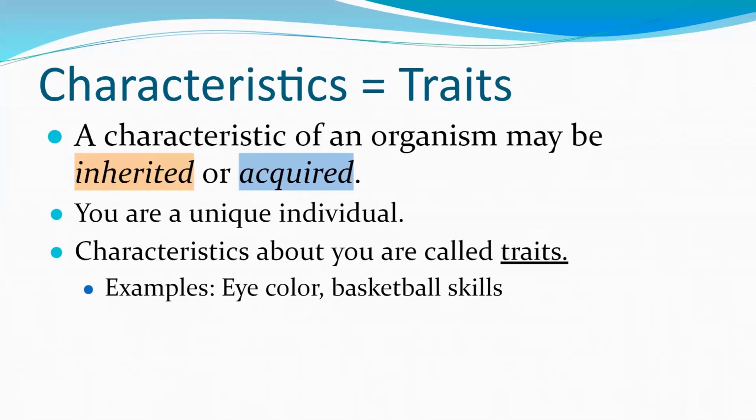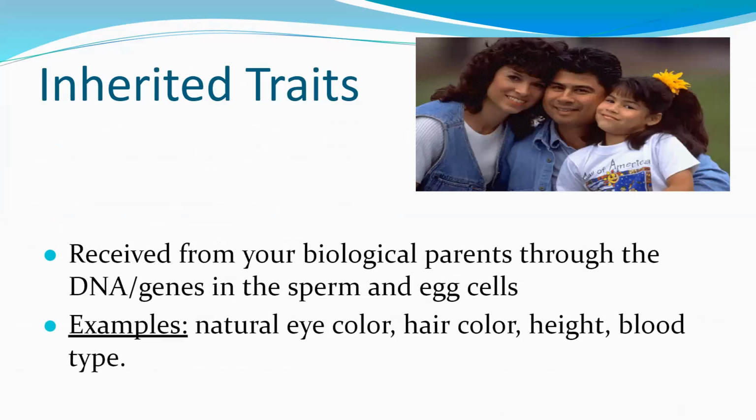So you are unique. There is nobody else in this world like you. And your characteristics are called your traits. So, for example, your eye color, whether or not you possess skills to play basketball, those are your traits. So, inherited traits. Inherited means that you receive them from your parents. So, you receive these traits through the DNA and the sperm and egg cells from your parents. And these examples are your natural eye color, your natural hair color, your height, and your blood type.